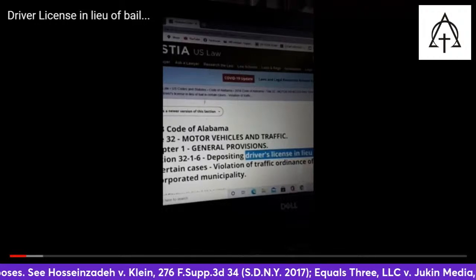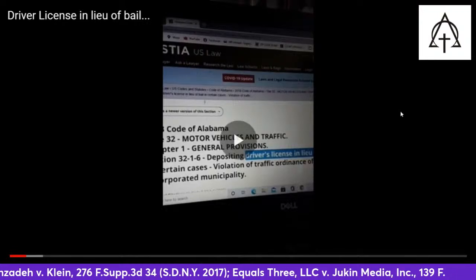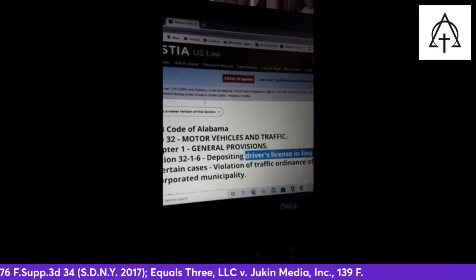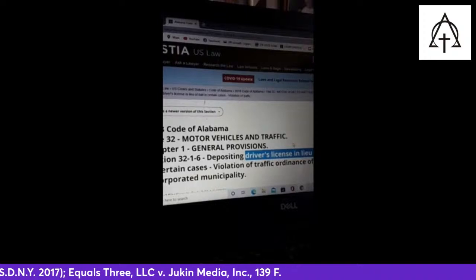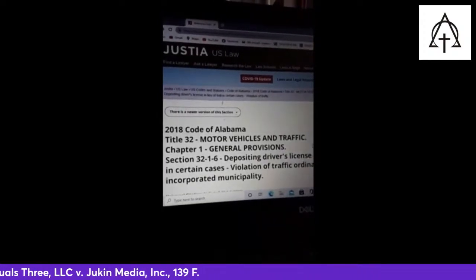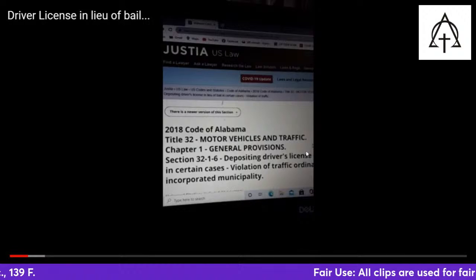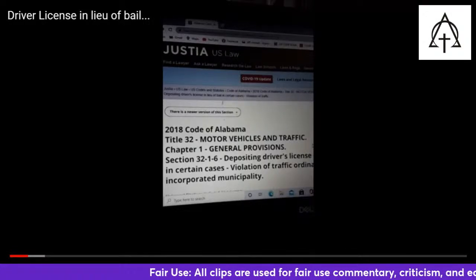That's all it is. Everything is financial. But search your state code and then "driver's license in lieu of bail" in your search engine and see what you come up with. So far, I think there's only 20 states that actually have it on the books. And also notice it says "violation of traffic ordinance of incorporated municipality."